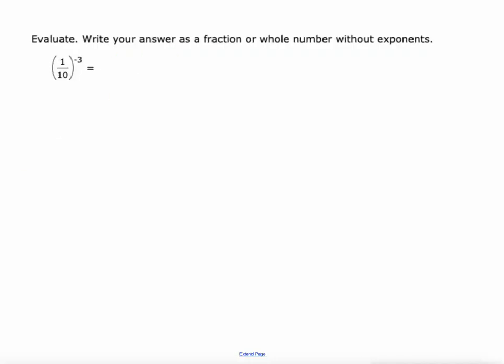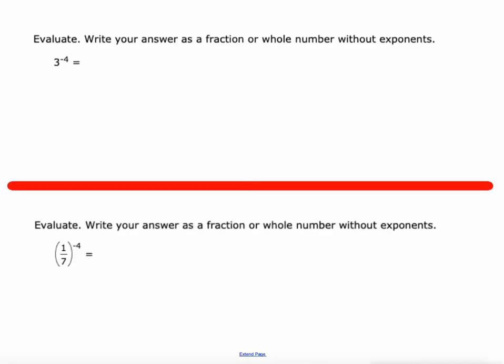Let's do that again. 1 over 10 raised to the -3rd power is 10 raised to the positive 3rd power, which is 1,000. Okay, no calculator necessary there, I hope.